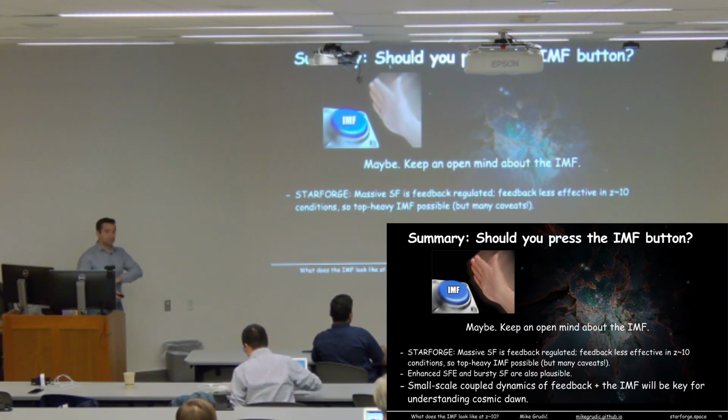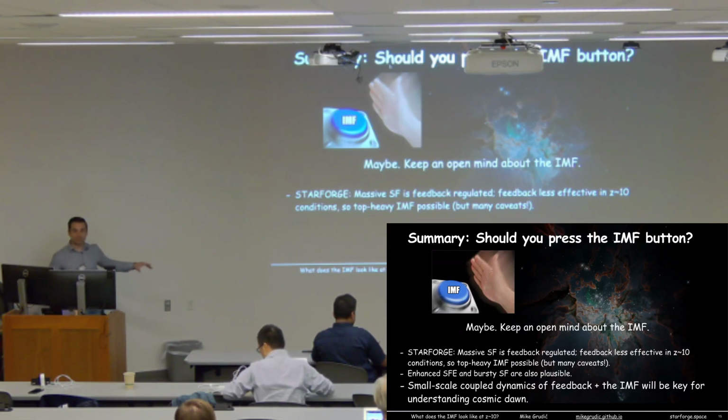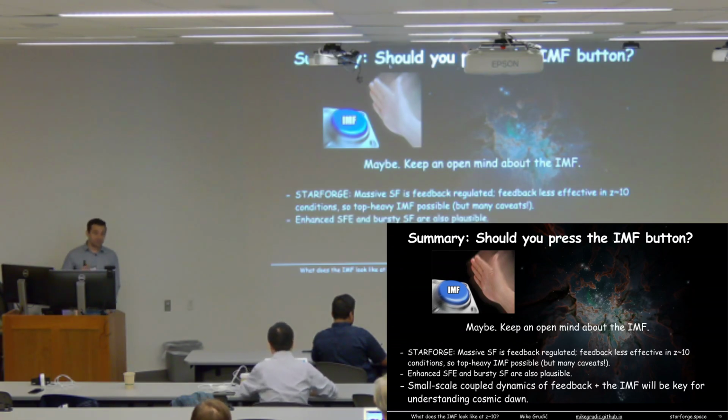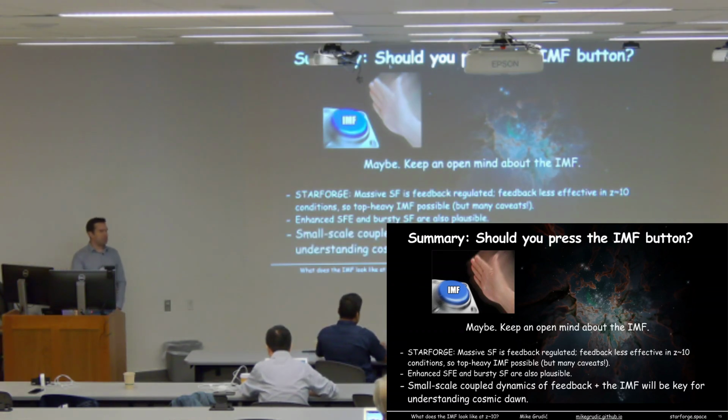But there are, of course, tons and tons of caveats for these sorts of simulations. It's still early days. So I'd say, consider my qualitative picture, and I'll be very careful and give you a more quantitative picture later. But I'd also like to point out that these same physics, I think, also make the enhanced star formation efficiency and bursty star formation scenarios very plausible. So I think in general, just these small-scale coupled dynamics of feedback and the IMF may well prove to be very important for understanding what's going on at high redshift.